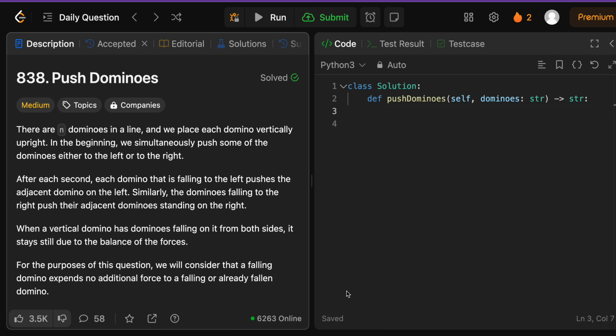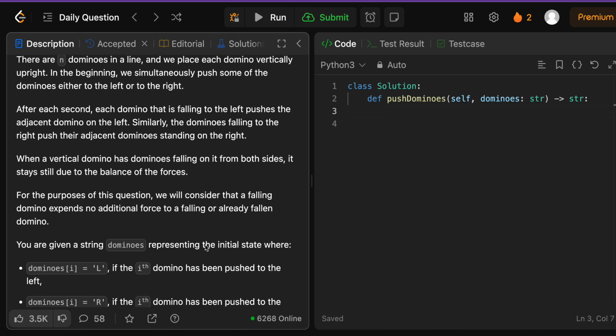And after each second passes, each domino that is falling to the left will then push the adjacent domino to it on the left. Similarly, the domino falling to the right would then push the adjacent domino standing to the right of it, right? And where the vertical domino has dominoes falling on it from both sides, it stays still. Why? Because the forces counteract themselves and they balance out. Because if I have equal forces on both my left and right ends, they'd cancel out, making me stay in the same spot, if you will.